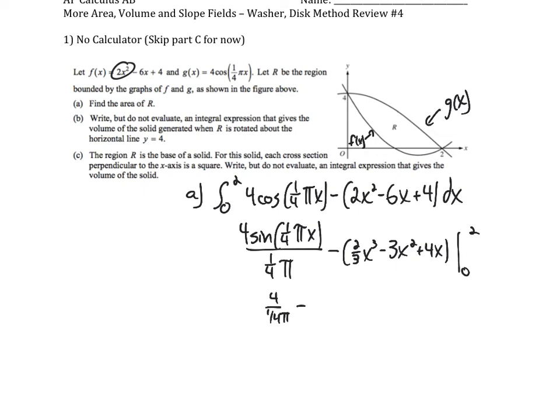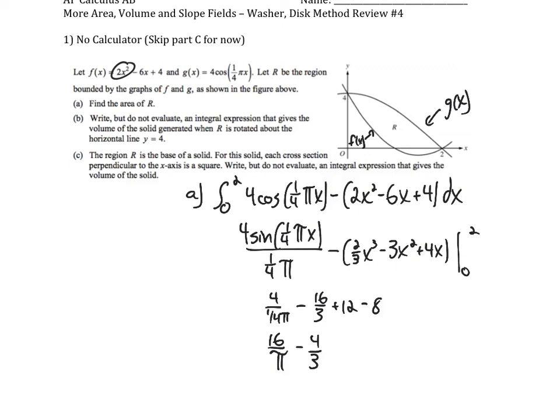Minus, okay, I'm going to just distribute the negative: 16 thirds minus 12, excuse me, plus 12 when I distribute, and then I plug in the 2, I get minus 8. And then we're going to subtract from it that entire thing, but I'm plugging in 0, but it's going to be 0 for all of them, so that's just as far as we're going to go. And so if I simplify this, I get 16 over pi minus, if I do all of that, I think it comes out to 4 thirds. So the area between the curves should be 16 over pi minus 4 thirds.